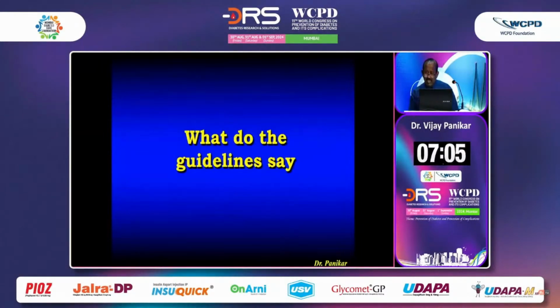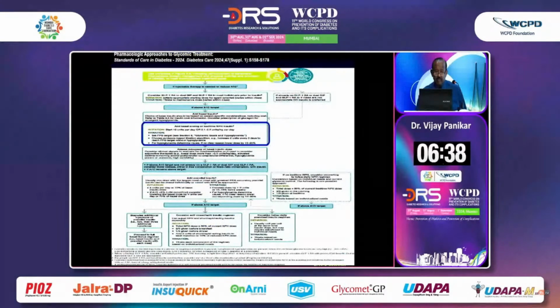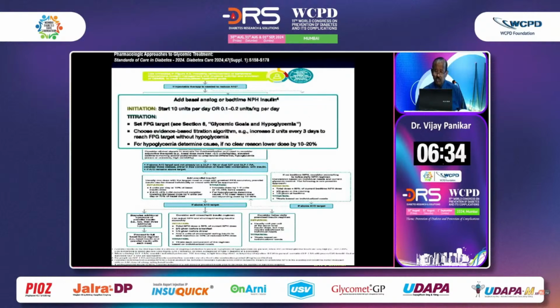What do the guidelines say on this? Whether you should use analogs or not. This is the ACE guideline of 2023. There it says, when you're using basal, they prefer basal analogs over NPH. It's in that box there. As far as bolus, rapid-acting analogs are preferred over regular insulin. This is the ACE 2023 guideline. This is the ADA 2024 guideline, which leaves the choice to the doctor.